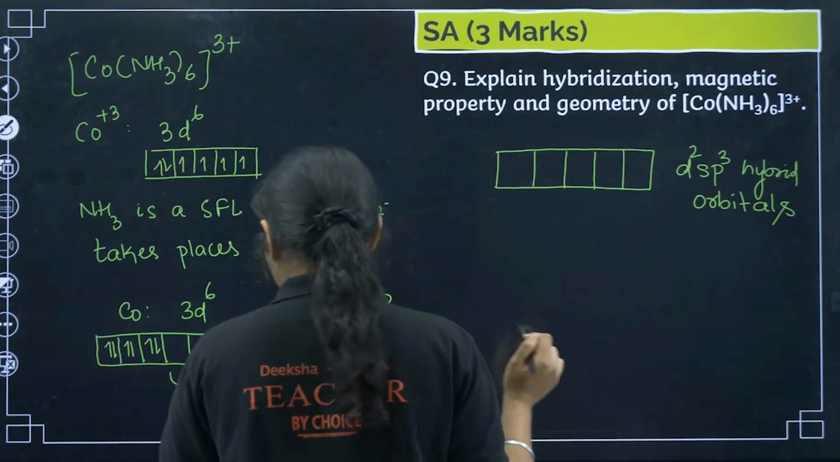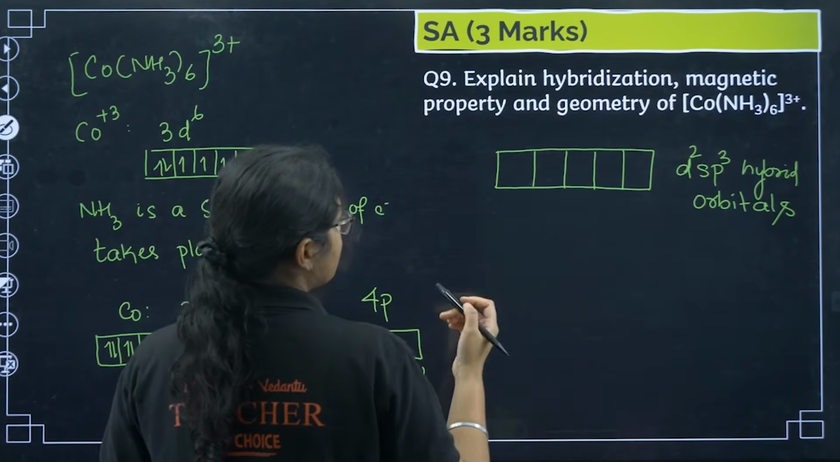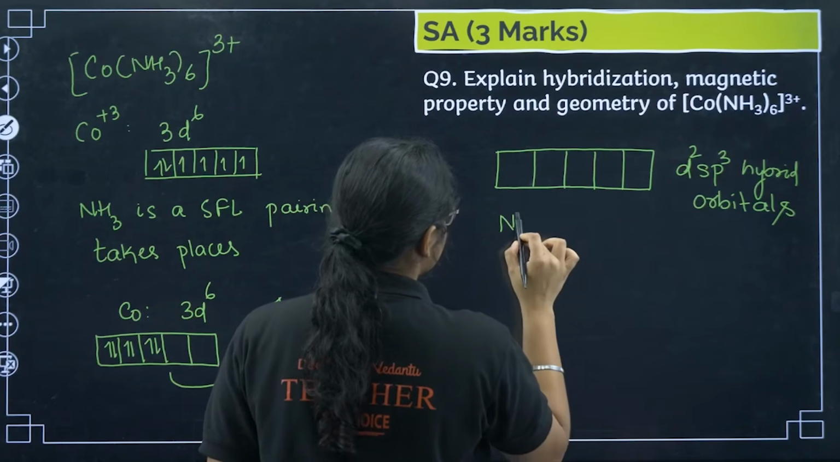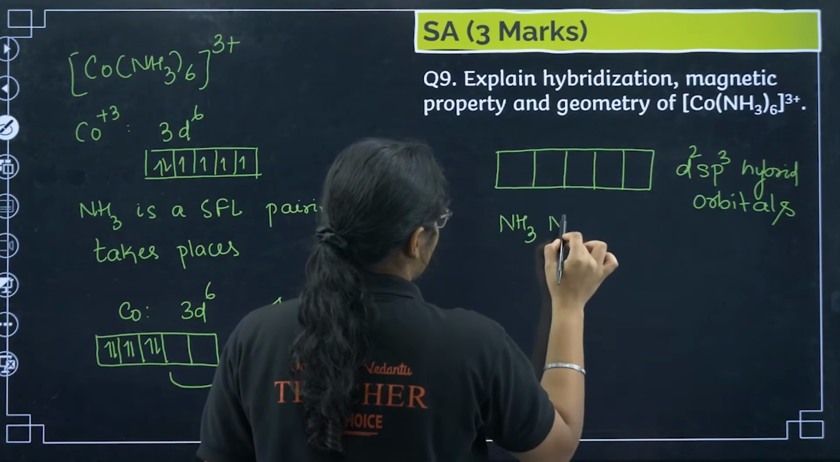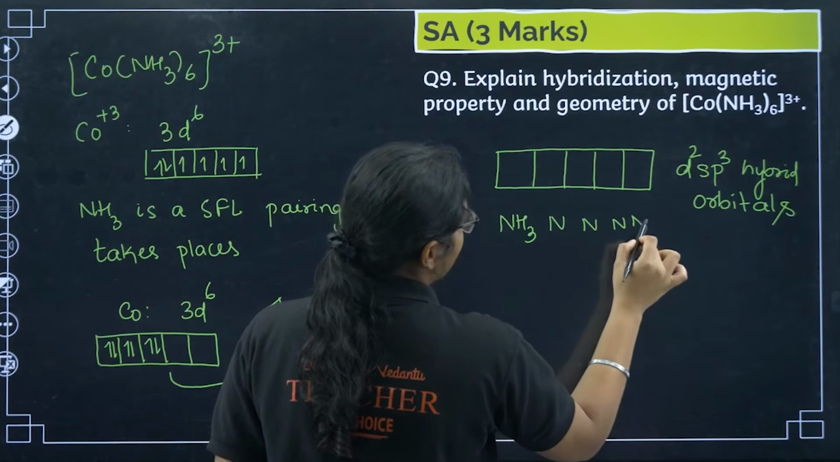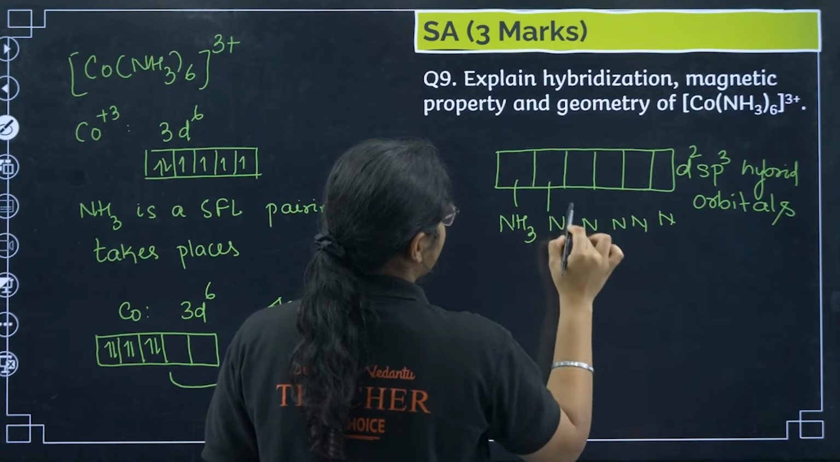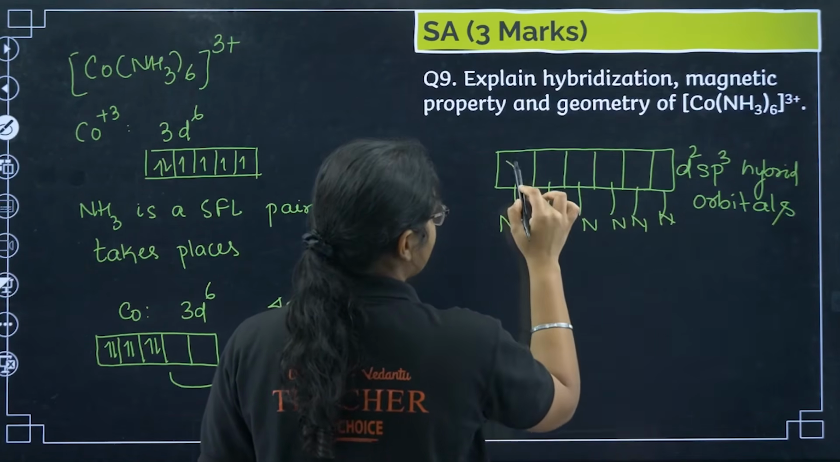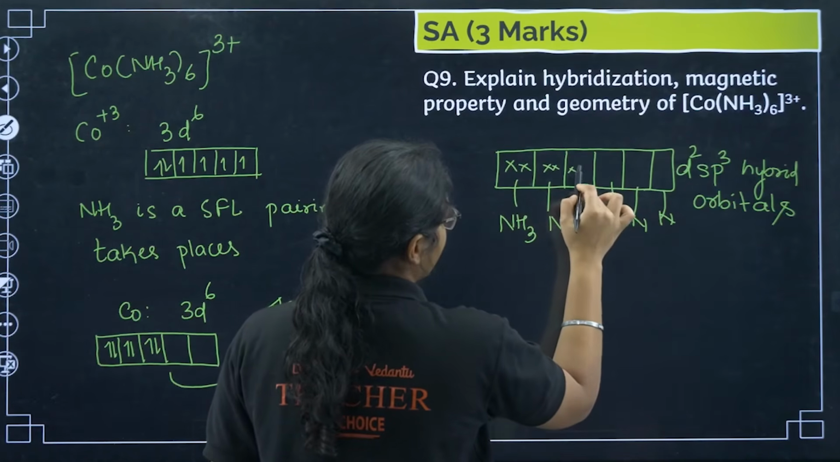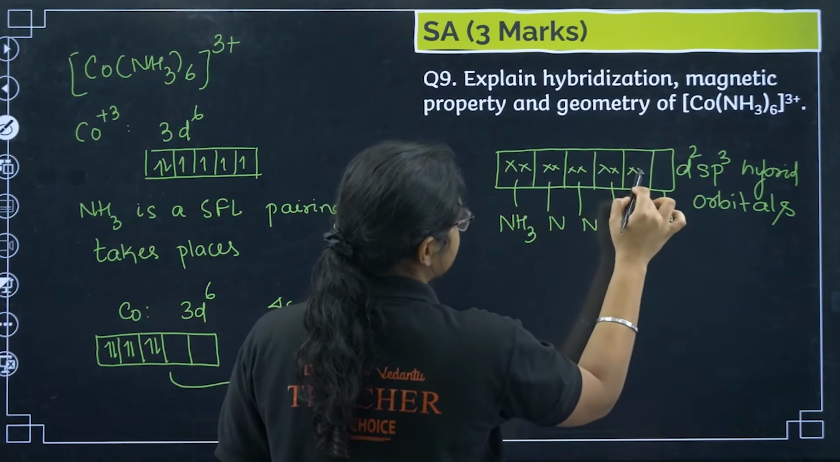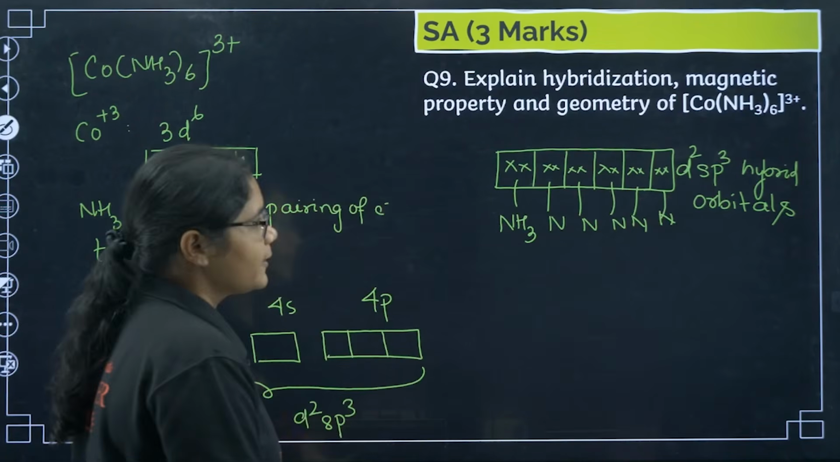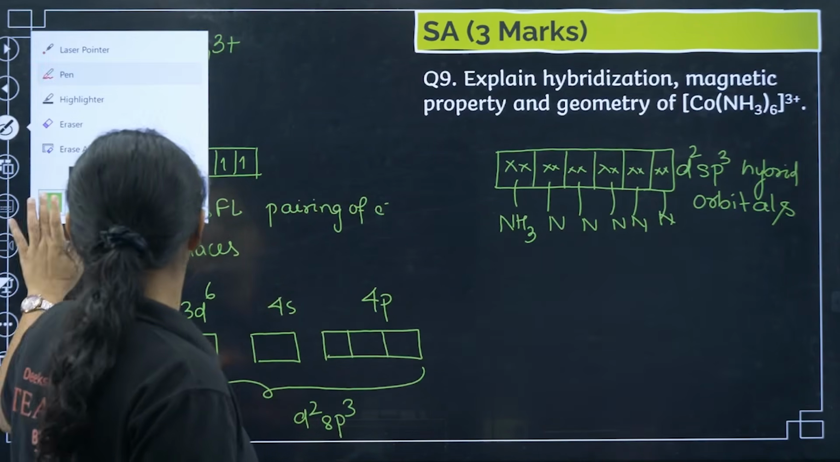Okay, so what will happen here? Who is donating electrons? NH3. So now these NH3 ligands, I'm just writing N. Okay, 1 2 3 4 5, there will be one more N. So they will donate electrons here. You have to write it properly. You have to draw the complete NH3 and show the ligand electrons like this. Okay, so what are the questions asked here now?